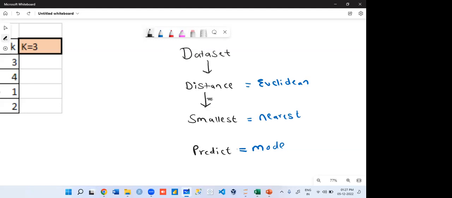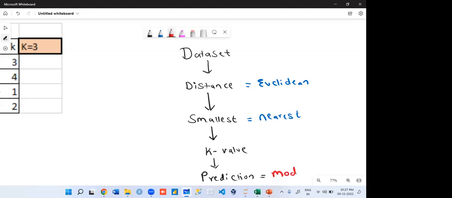It will be okay, guys, if I write over here, or nearest, smallest. After smallest, select the k value. And then we get prediction, which is based on mode. Any question in your mind, please ask. I'm open to any question.